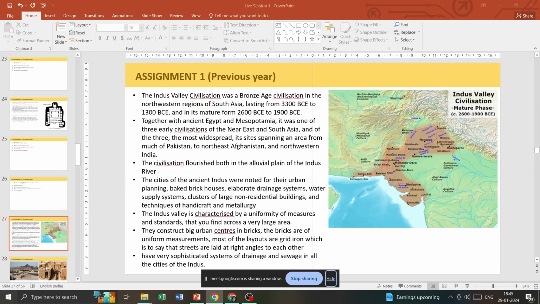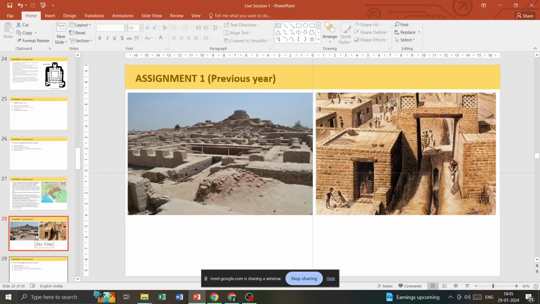Here are a few of the images of Indus Valley civilization. You can see the picture on the left is a drawn or animated image to depict what it could have been, and the picture on the right is what has been left of the civilization, because the civilization is no more, so it has mostly been discovered through archaeology.